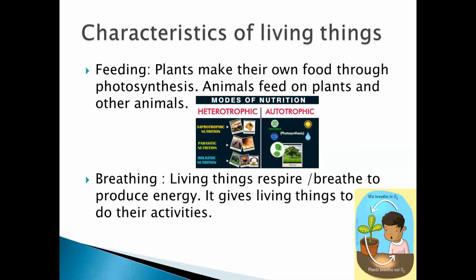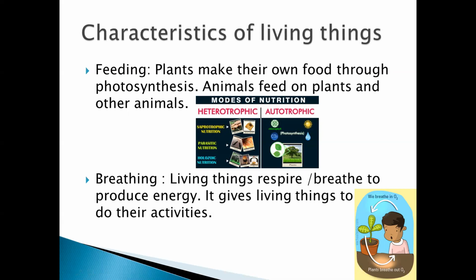I hope every one of you knows what breathing is: taking in oxygen and giving out carbon dioxide. So this feature of breathing helps living things. When they respire and breathe, they produce energy. When we respire, we get energy, and because of that energy, living things are able to do their activities of life.